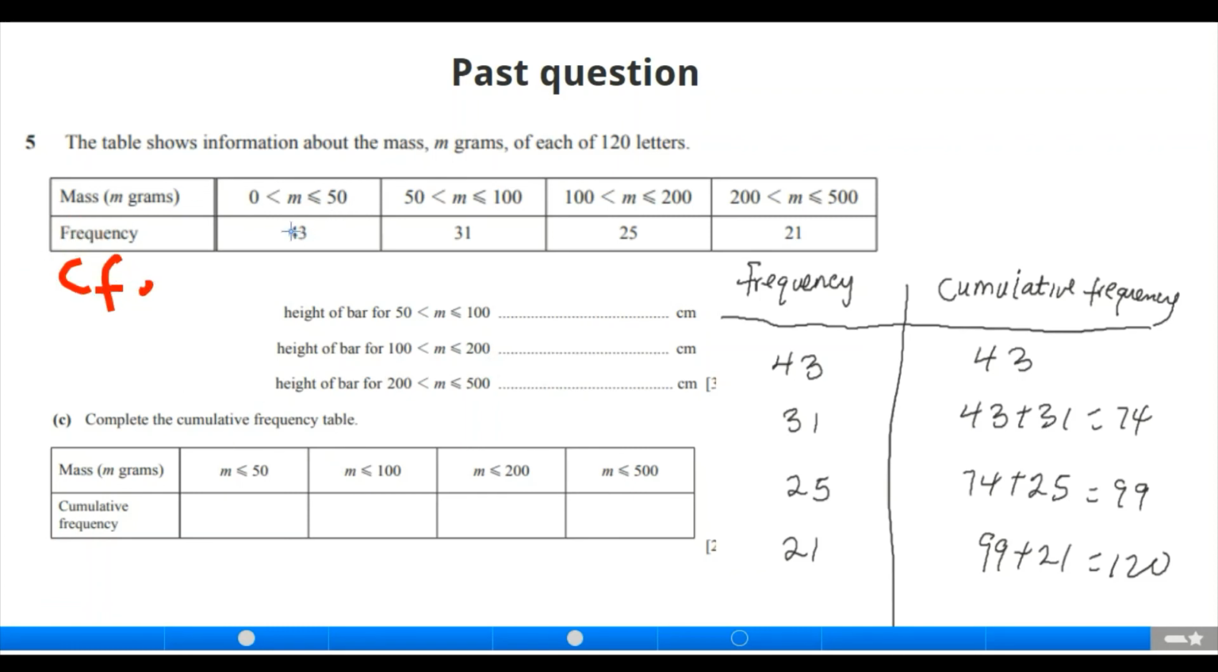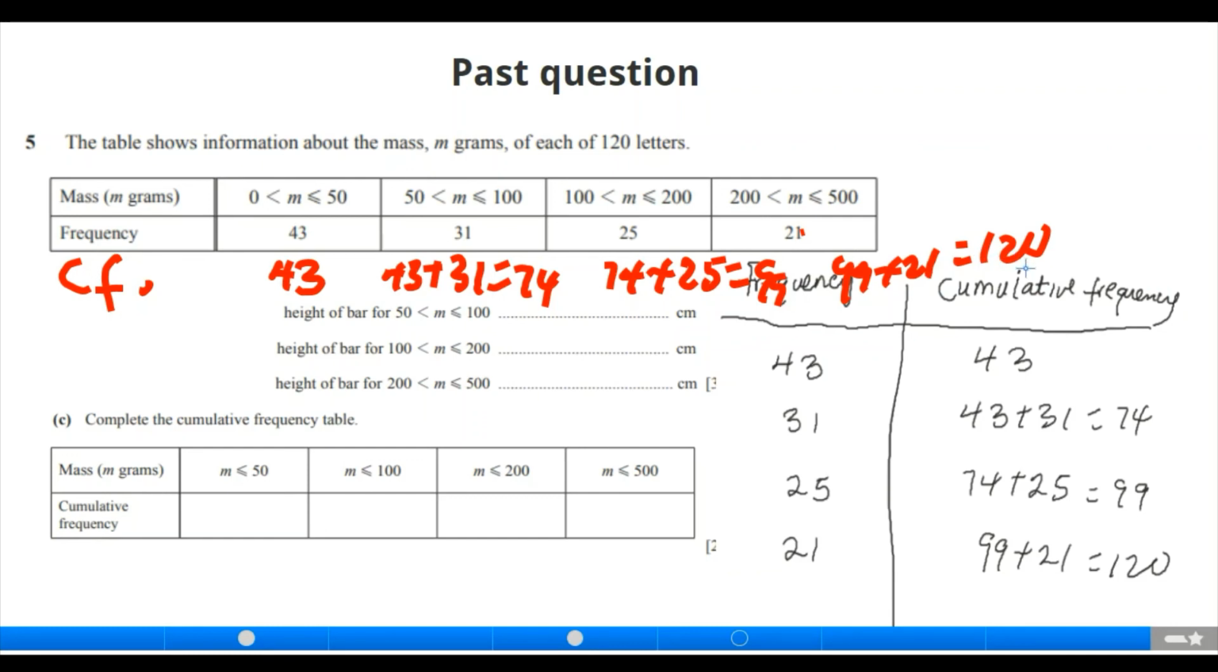The first point has no value before it, so we have 43. The next one is 43 plus 31, which gives us 74. The next is 74 plus 25, which gives us 99. The last one is 99 plus 21, which gives us 120. Remember that the cumulative frequency must tally with the normal frequency. So we have 120.